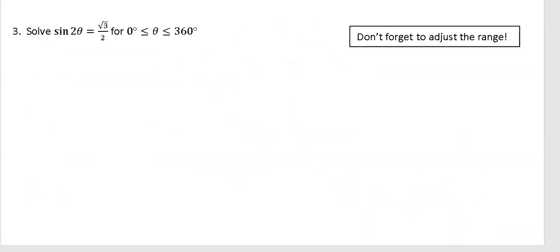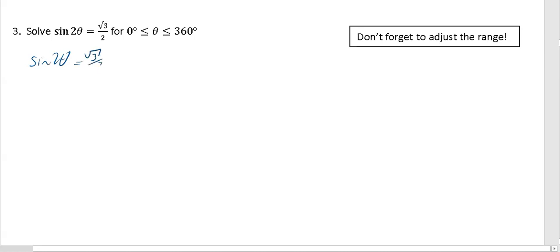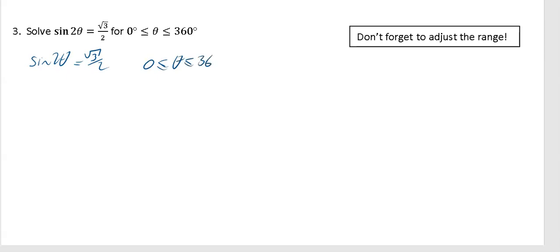Okay, great example here. It says solve sine 2 theta is equal to root 3 over 2 for 0 is less than or equal to theta is less than or equal to 270. I'm just going to write that again. Sine 2 theta is equal to root 3 over 2, and that was for 0 is less than or equal to theta is less than or equal to 360.